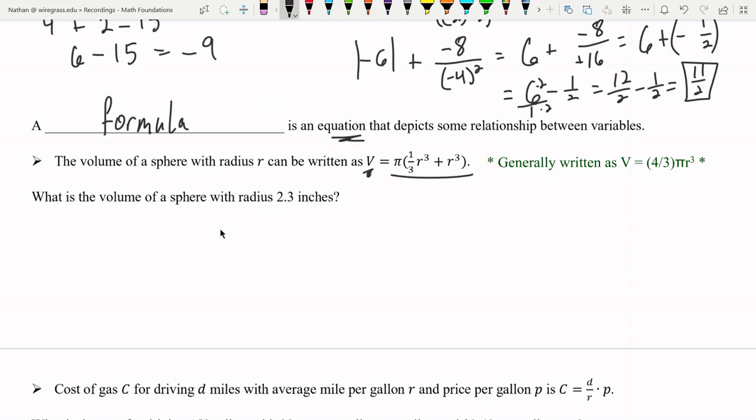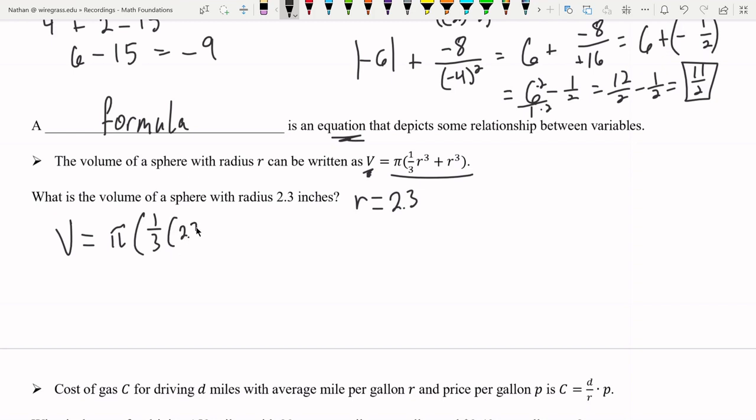And what is the volume of a sphere with a radius 2.3 inches? Well, that's just saying, what is it when r equals 2.3? For that, we just plug r into here. So we have 1/3 times r cubed plus r cubed.